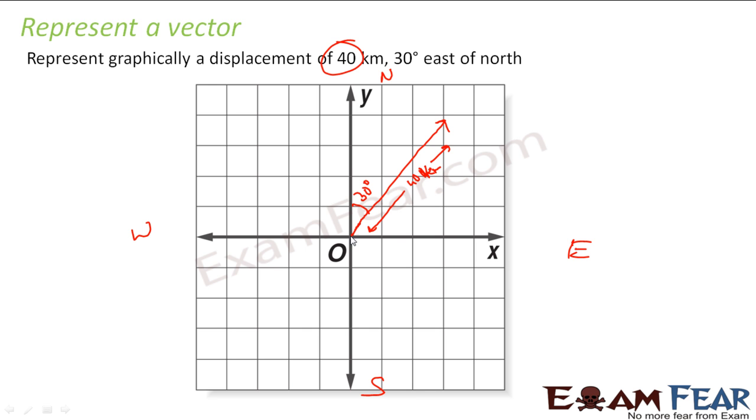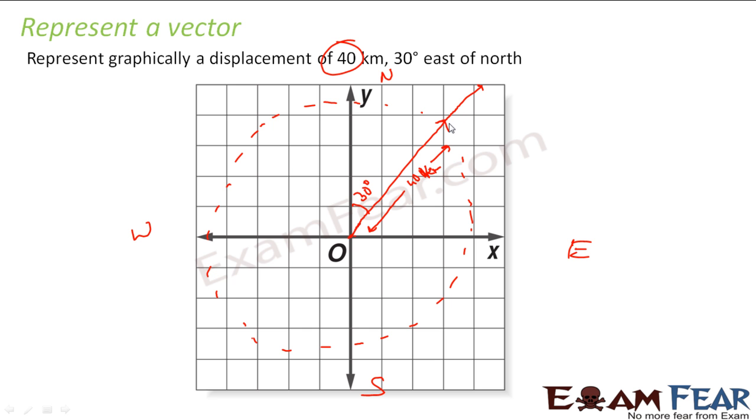So it may be that you stand here and you say my house is, from my point, 40 km, 30 degrees east of north. In that case you can specify your house. If you don't specify direction, 40 km from this point O can be any point on this circle. You take any point on this circle, that point will be 40 km away. Correct? When you specify only direction, it can be any distance. It can be 10 km, 20 km, 30 km, 40 km.